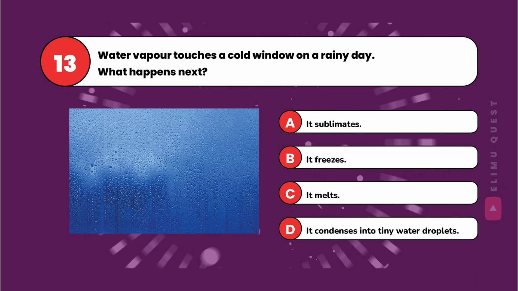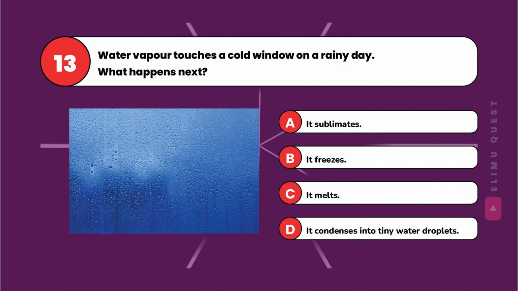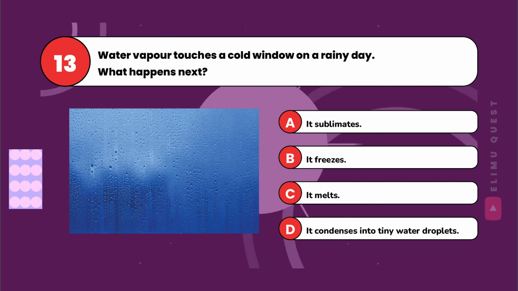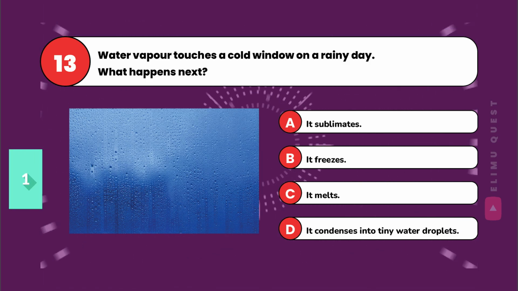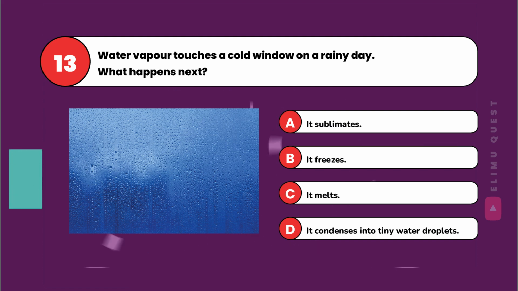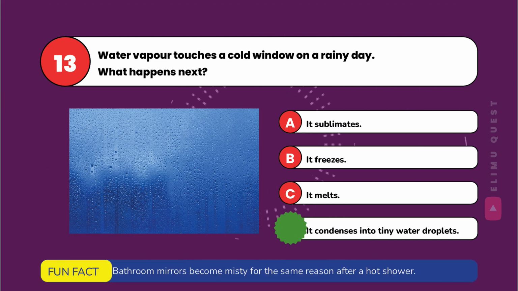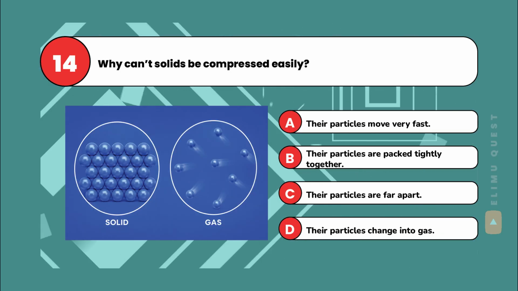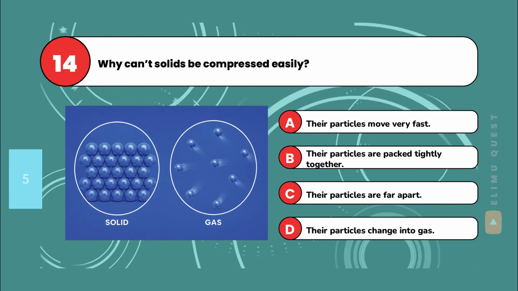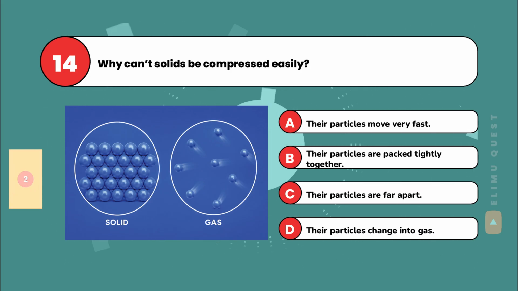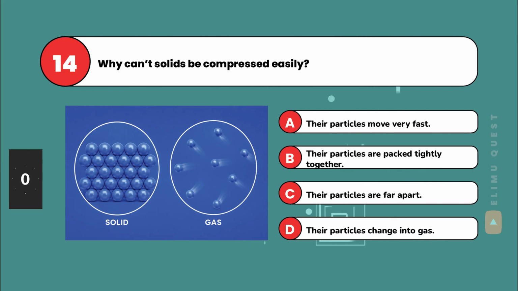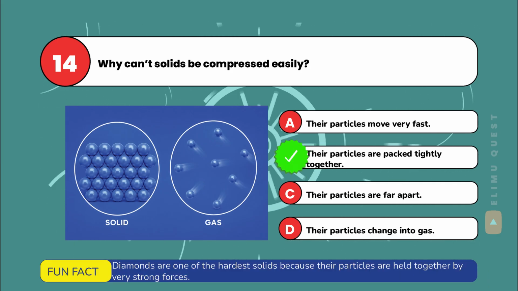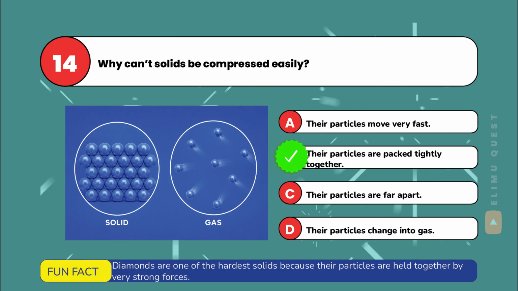Water vapor touches a cold window on a rainy day. What happens next? Water vapor loses heat and changes back into liquid water. Why can't solids be compressed easily? The particles in a solid are packed very closely together, leaving almost no space to squeeze them closer.